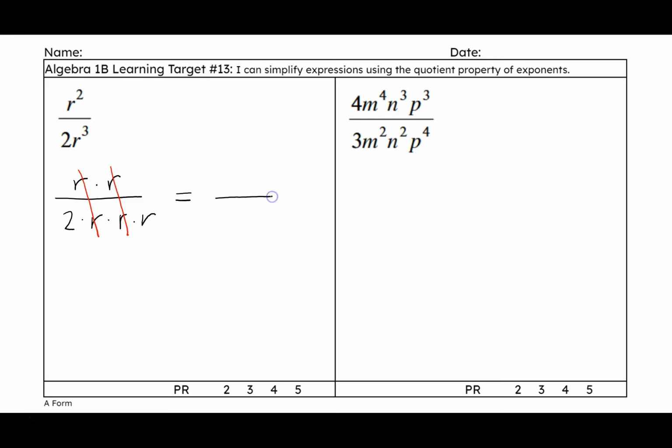All right, on the top, I don't see anything. All the r's are gone. Let's see what's on the bottom. I've got a 2, and I've got just 1 r. So is that it? Do I put a 0 up here because there's nothing left?